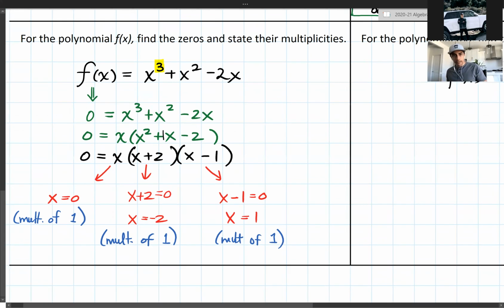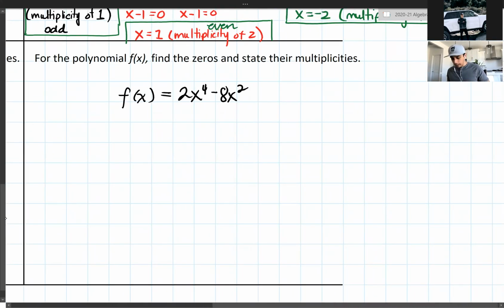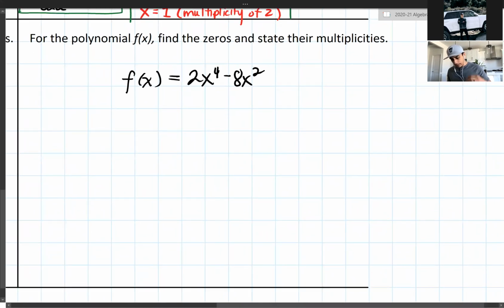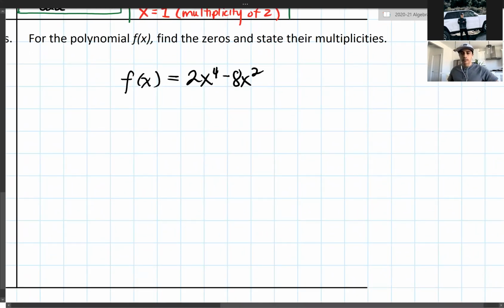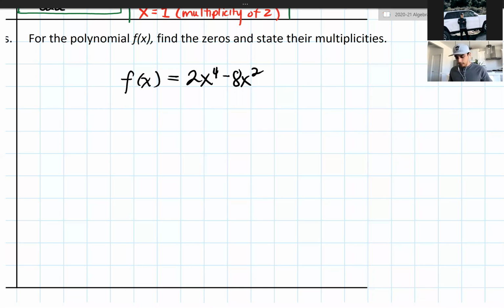All right. And then we get to the last one. The last one, we got to do a little more factoring. Same idea. For the polynomial f of x, find the zeros or find the x-intercepts and state their multiplicities.